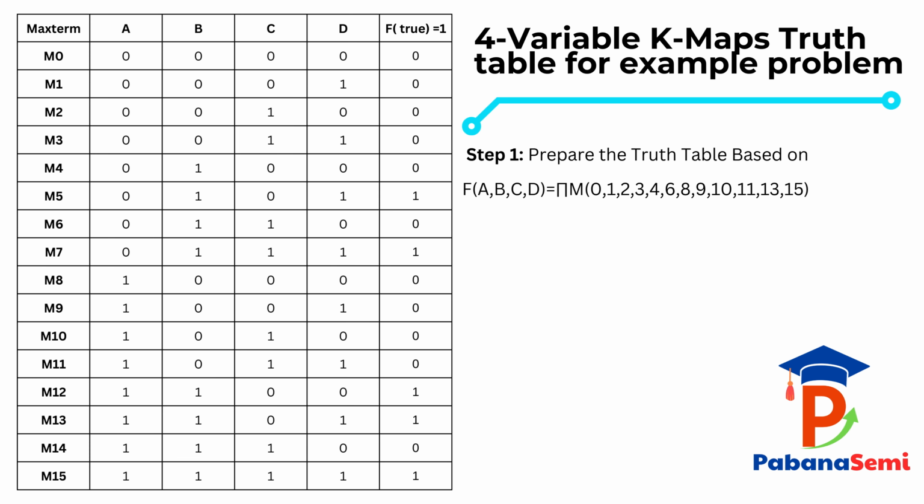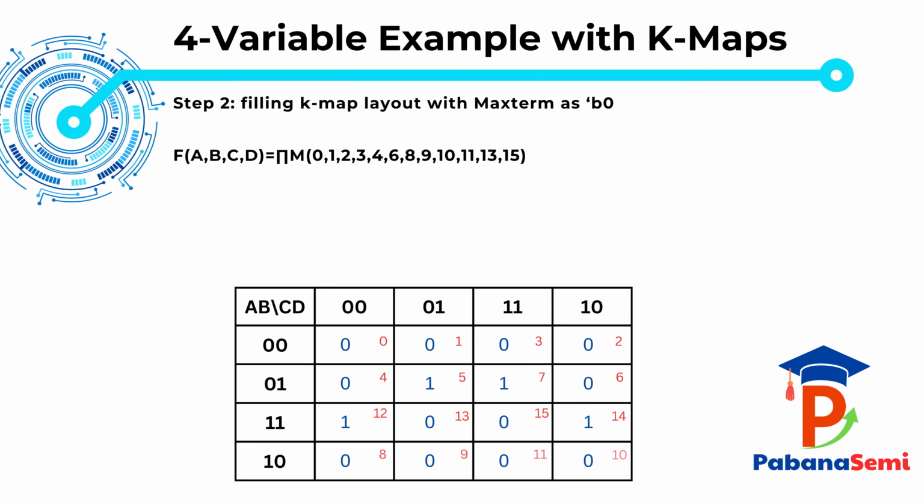Purpose of this step. This truth table is the foundation for the next step. Using this table, we will place zeros in the K-map because we are working with Maxterms. Then, we will perform grouping of zeros to obtain the simplified POS expression. Now, let us move to step 2, filling the K-map layout with Maxterms as 0.